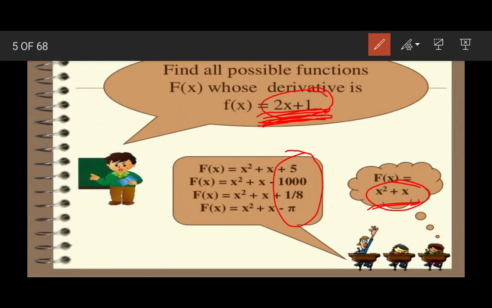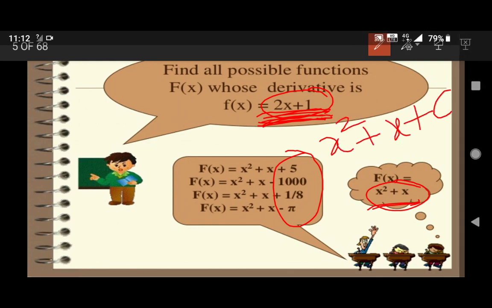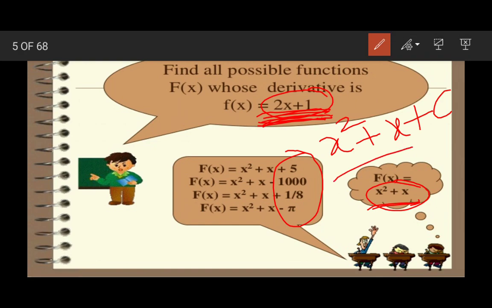And hence to balance this, we always write x square plus x plus c. C means constant. C can be anything. C can be 5, c can be 1000, c can be 1 upon 8, c can be minus pi, c can be any constant value. So just remember, whenever you integrate, you have to write this c.